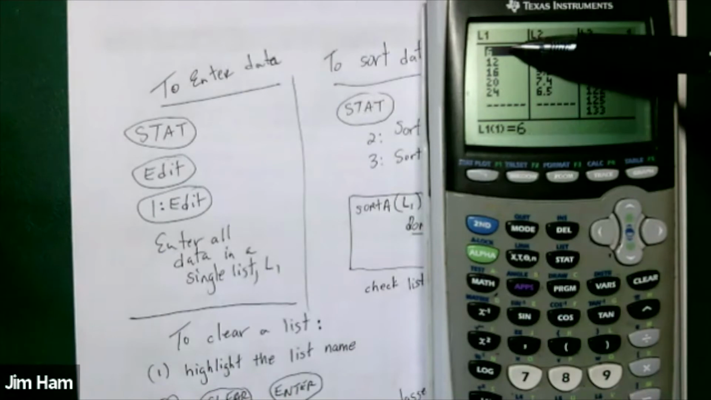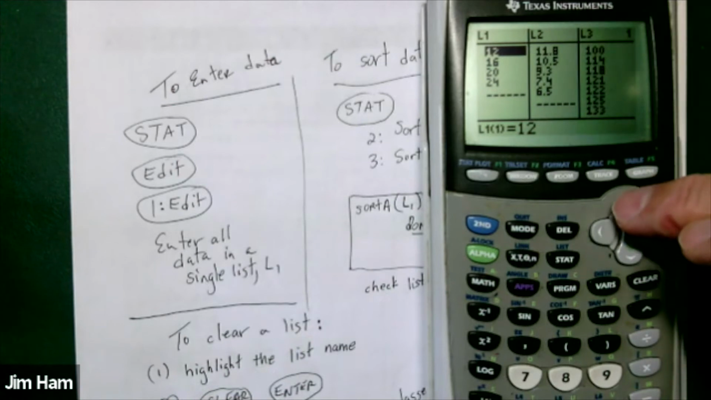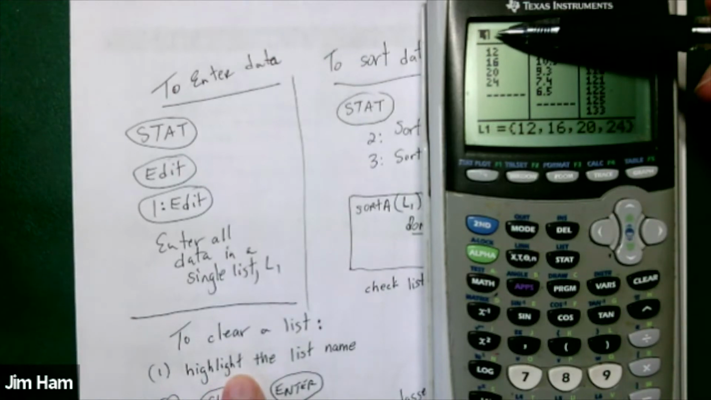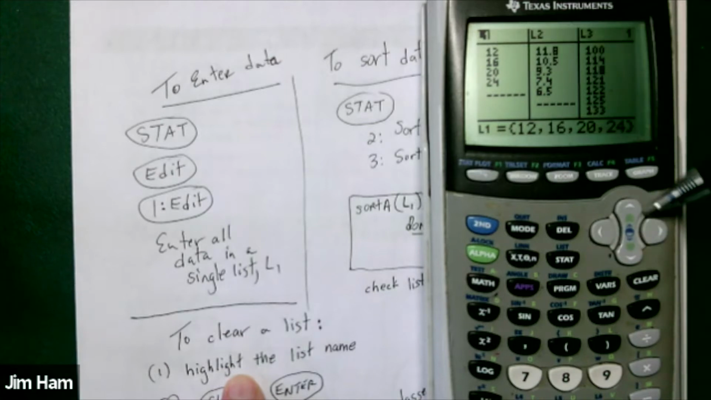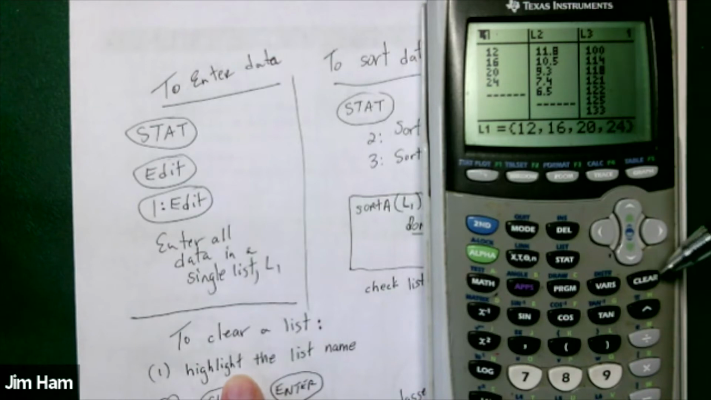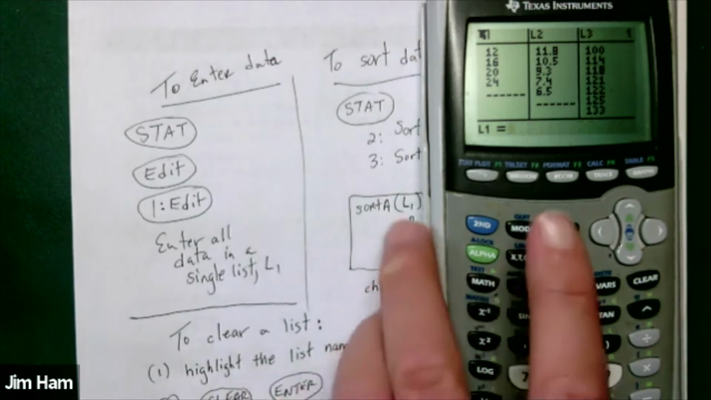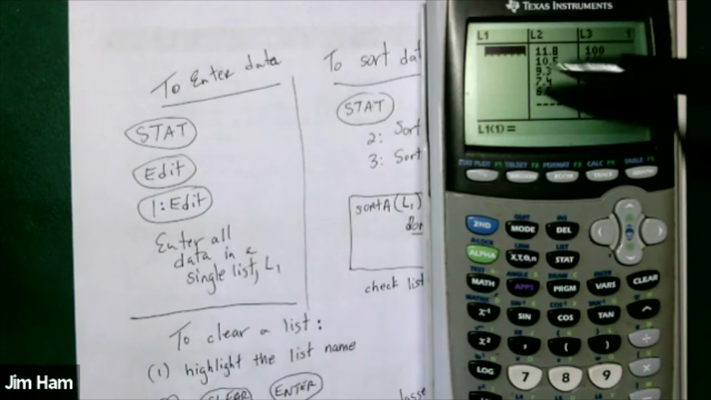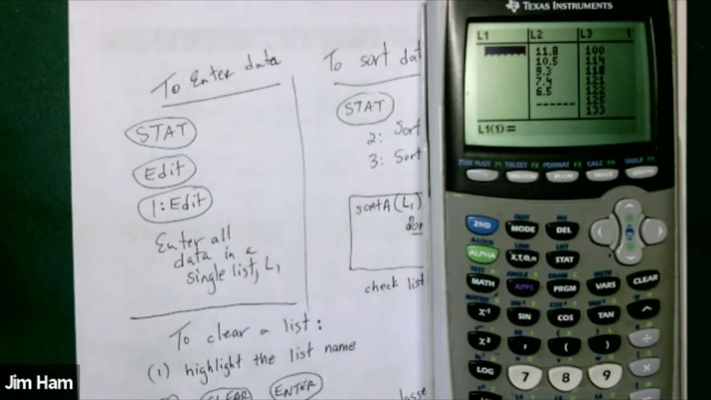If you just hit the delete key, you can delete these data values one at a time. But what I'm suggesting is that you highlight the list name, in this case L1, so move with your arrow keys up to list 1, and then hit the clear key, and then the enter key down at the bottom right. As soon as I hit enter, it wipes out everything in there. It's pretty quick. Clear, enter, and you've got a clean list.